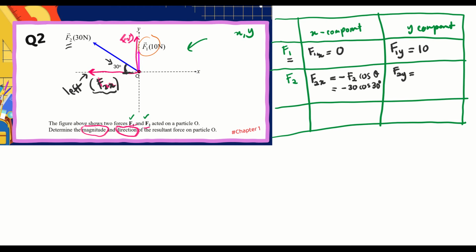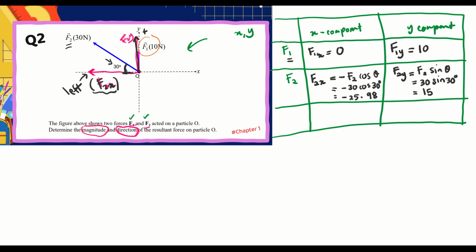I have calculated the value. You're supposed to get negative 25.98. So that is for F2x. For F2y, it is upward, if you can see here, meaning it is positive. So the equation is positive F2 sine theta. It is equal to 30 sine 30, and when you calculate, you are going to get 15 Newton.